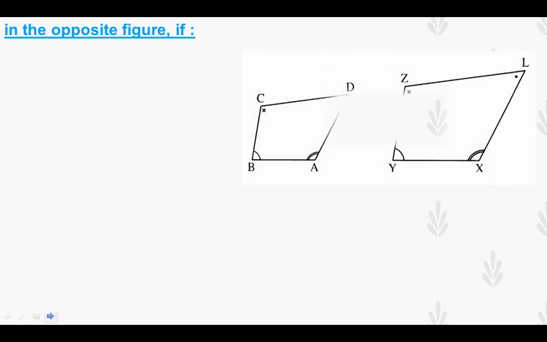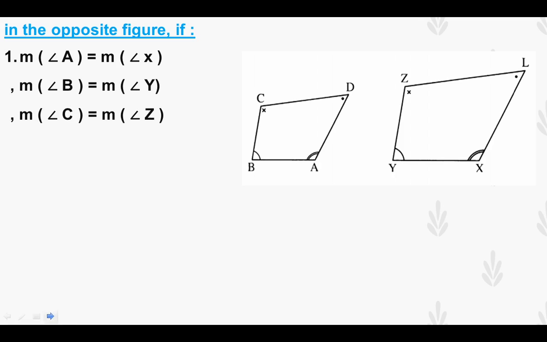In the opposite figure, here are two polygons. The first polygon is ABCD and the second polygon is XYZL. If the measure of angle A equals the measure of angle X, the measure of angle C equals the measure of angle Z, the measure of angle B equals the measure of angle Y, the measure of angle D equals the measure of angle L, and the corresponding sides are proportional, then we say that the two polygons are similar.